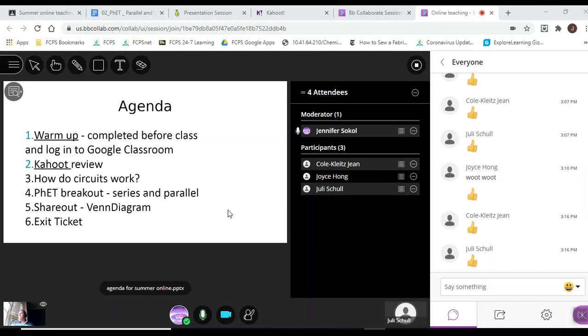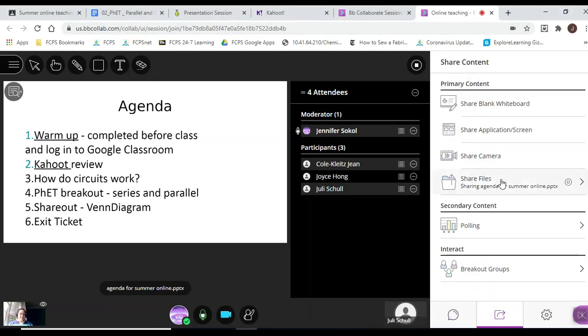So today we're going to do a little warm up of our vocabulary using Kahoot. And then we're going to do a quick presentation on a little bit more vocabulary about circuits. And then you guys are going to play around with a PhET lab to learn a little bit about how series and parallel circuits work. After you've done that, you're going to do a quick share out and then an exit ticket. So if everybody wants to go to Kahoot IT, the code for the Kahoot will be up in a second for you.